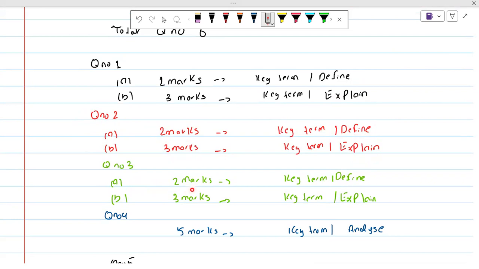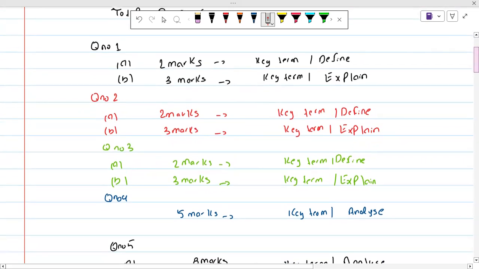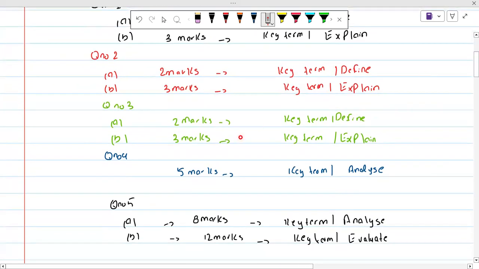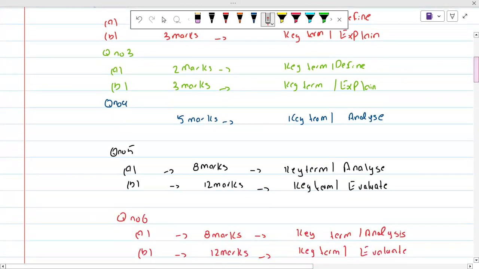And in question number 3, we again have 2 and 3 mark questions, and the key terms remain the same. But in question number 4, we have a 5 mark question, and the key term is basically analysis. Analyse one factor of this, analyse one way of this. They can ask about different ways, advantages, disadvantages or factors in question number 4.